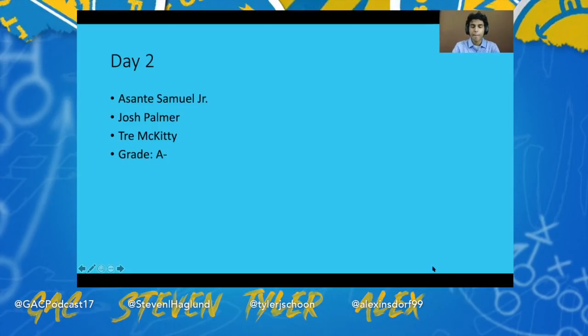Asante Samuel is the perfect cornerback for this defense. Honestly, I like Asante Samuel more in this defense than JC Horn. That might be a hot take. You can say that. But Asante Samuel, awesome pick. I was jumping out of my seat when I saw they picked him.